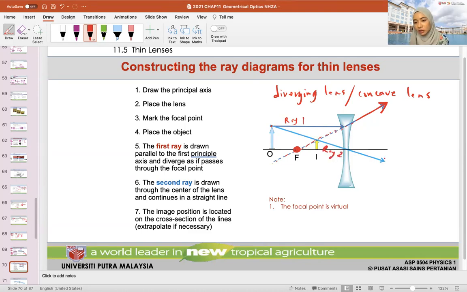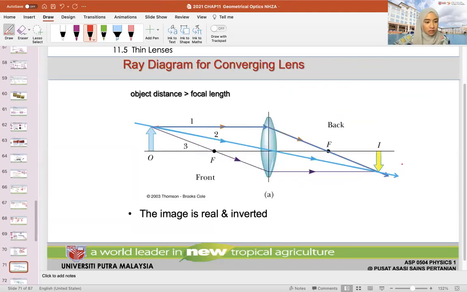And then the second ray passes through the center of the lens. Where does it intersect? Over here. So this is your image. This intersection point is the top of your image. So here you can say that the image is virtual, upright, diminished, because it is small.